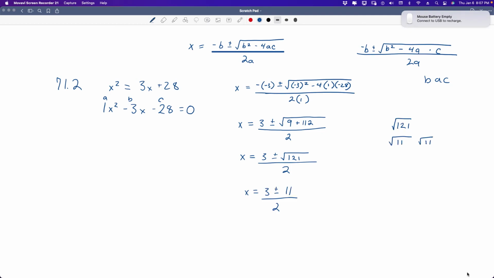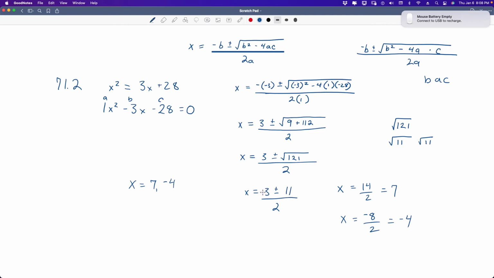So we get x is equal to 3 plus or minus 11 over 2. So if we do this, we get 3 plus 11 is 14 over 2. So x could be 7. So x equals 7. And if we do 3 minus 11, we get that x is equal to negative 8 over 2, which is a negative 4. So x could be 7 or x could be negative 4. And there's our solution set.